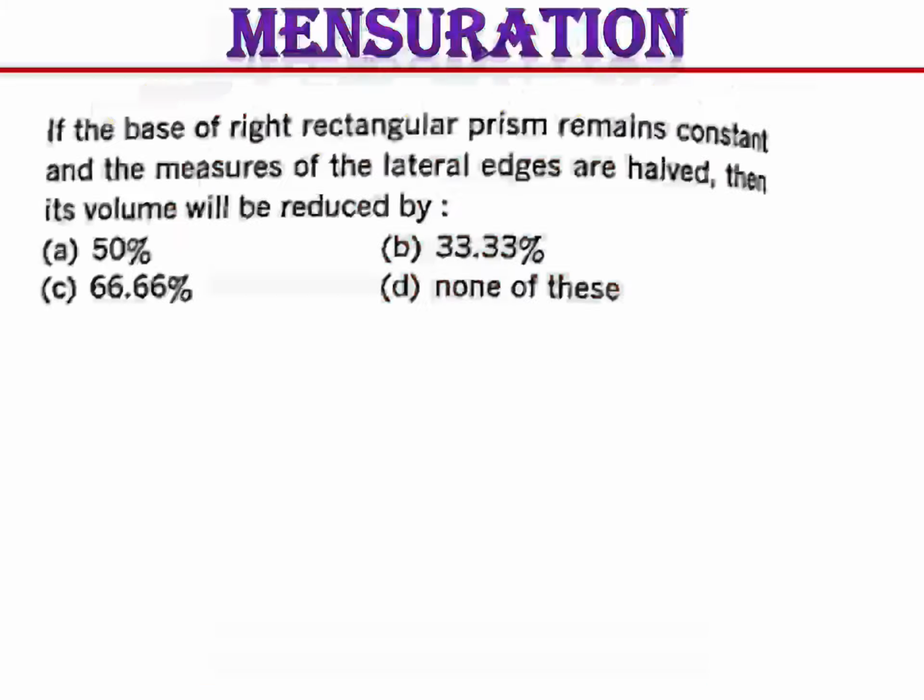So we start with the first question here. The base of a right rectangular prism remains constant and the measure of the lateral edges are halved. Then its volume is reduced by? Now see, what is the volume?